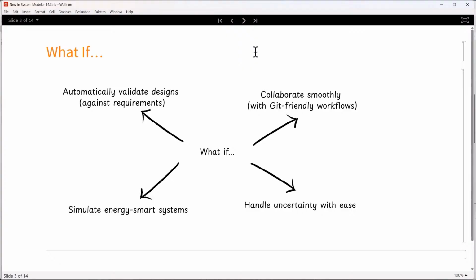Let's flip that challenge around. What if we could design in a way that anticipates these uncertainties? What if we could validate thousands of scenarios automatically, build models of microgrids or HVAC systems quickly with ready made components, iterate on designs faster with live tuning, and collaborate seamlessly across teams? That's the vision driving System Modeler 14.3. Let's see how it comes to life in the new capabilities and libraries that we have added.